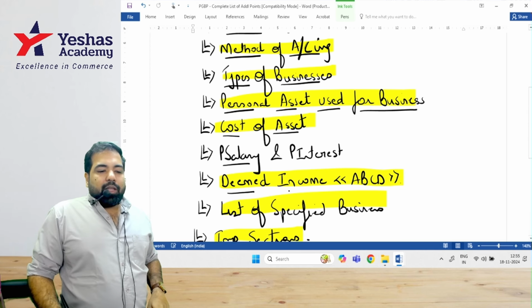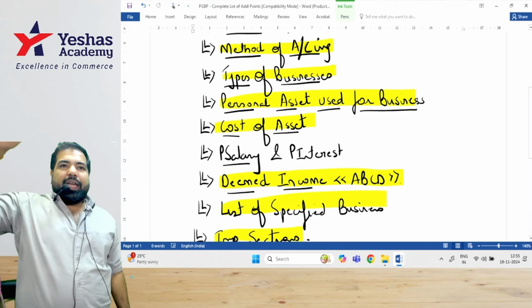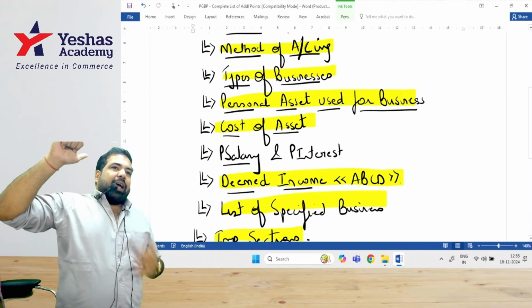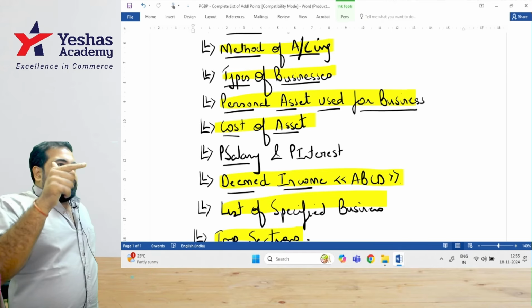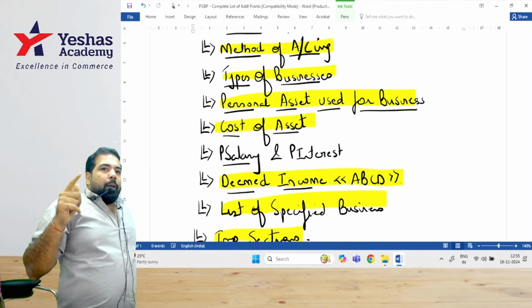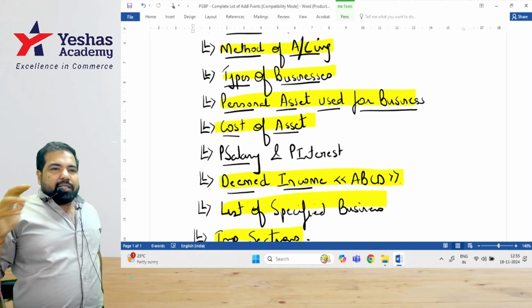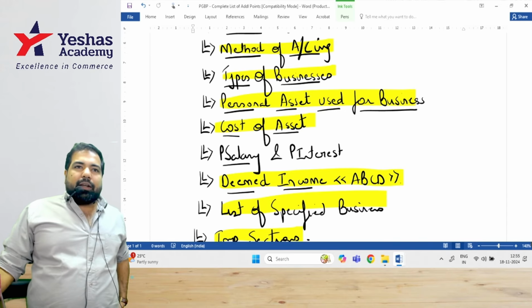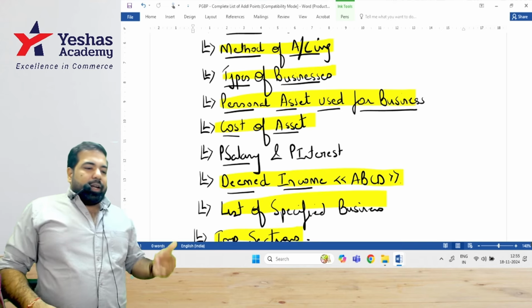Next, guys, deemed income. There are how many deemed incomes, guys? 4. A, B, C, D. Guys, A is asset. Any scientific research asset, if I sell, then it will be reversed. B is balancing charge. C is cancellation of any liability, and D is bad debt recovery. Guys, these four are indirect incomes.